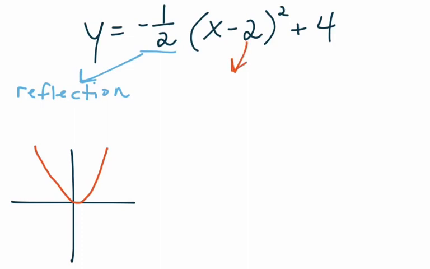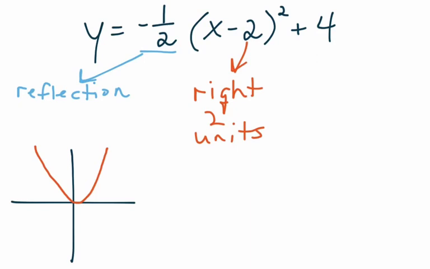h value here, it's a negative. Remember, we flip it now. So that's going to go 2 units. So this one's going to translate to the right, I apologize. So it's going to go right 2 units.